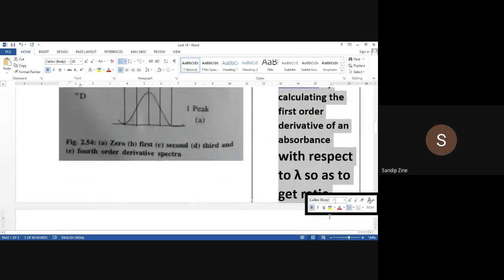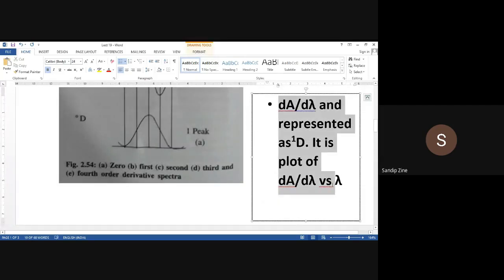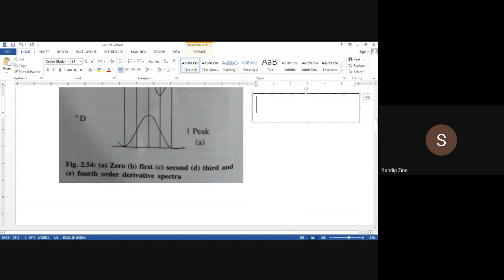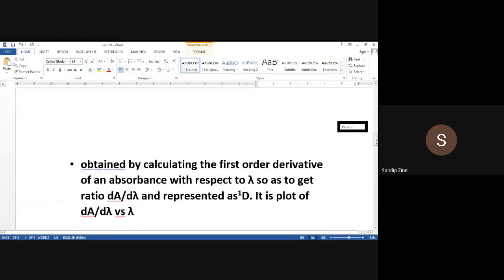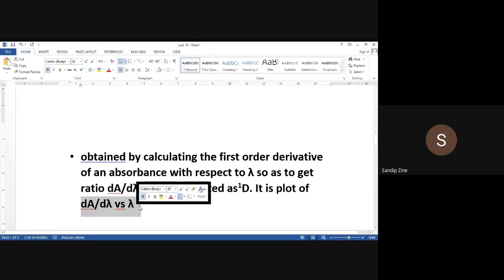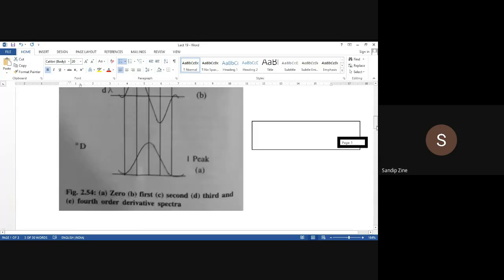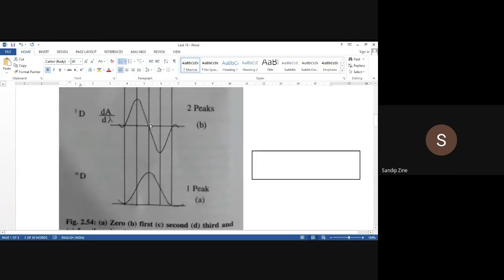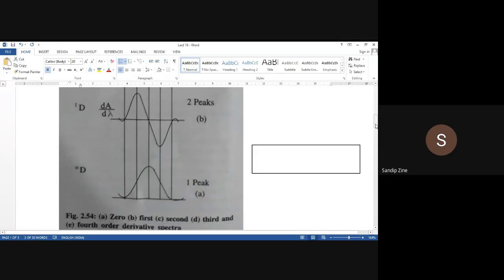So is it clear what a first order spectrum is for all of you? Yes? Any doubt over here? It is dA by d lambda versus wavelength, or this is the 1D. Now just don't think about what a splitting pattern is, isn't it? That we will reserve for some time, and we will open up that question and explore that answer after some time. So this is the 1D. Now this is the zero order, and this is the 1D.